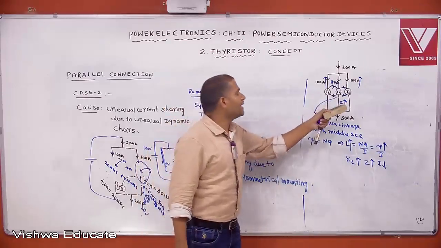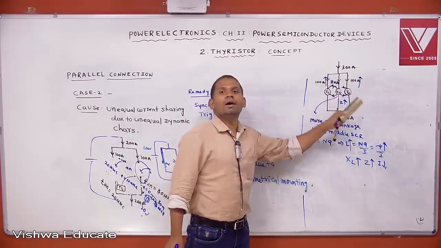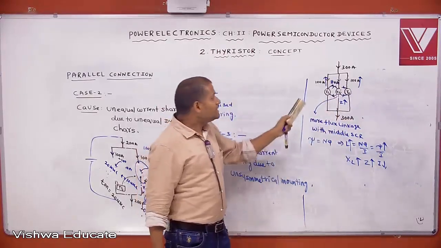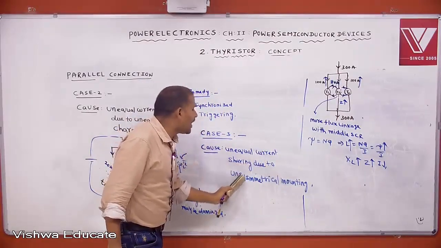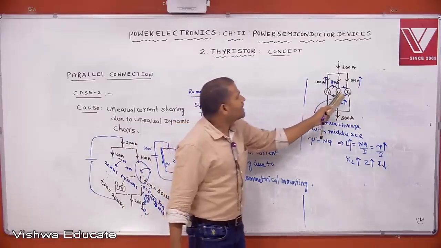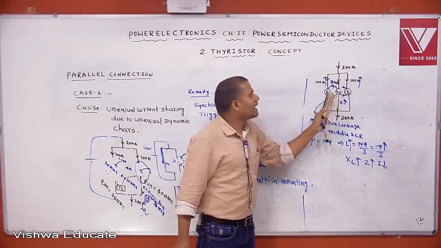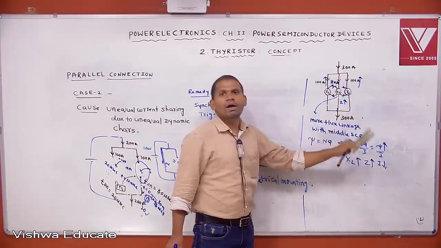That means current sharing becomes unequal. This is the cause: unequal current sharing due to unsymmetrical mounting. Because of this unsymmetrical mounting, the current sharing becomes unequal.